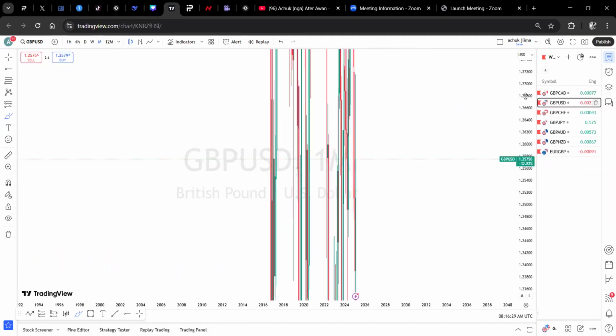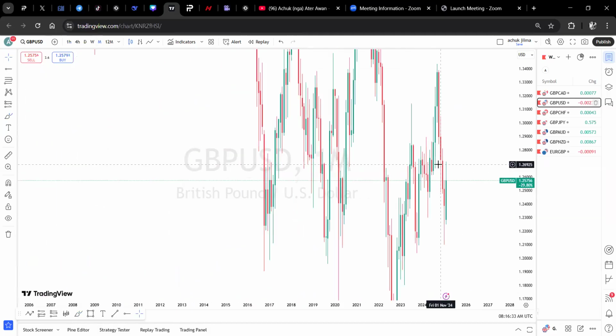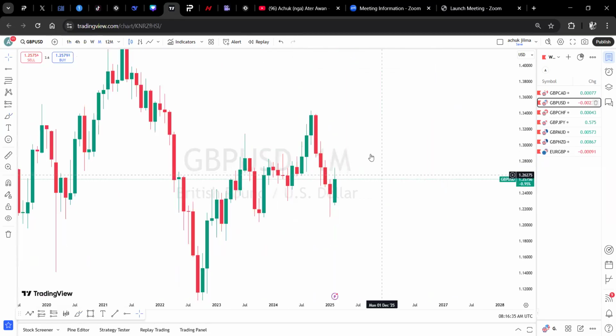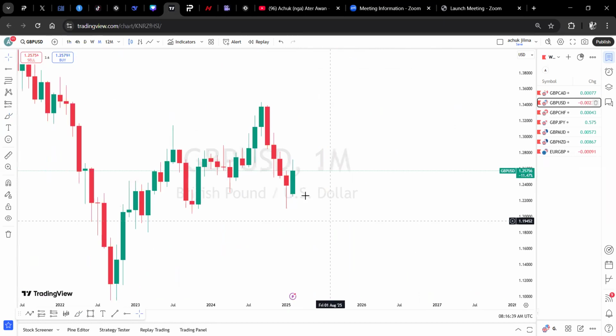So again, looking at GBP USD from the monthly time frame, you can see clearly here that the month we've been heading bearish for a long period of time, and this is the first pullback of a bullish candle.